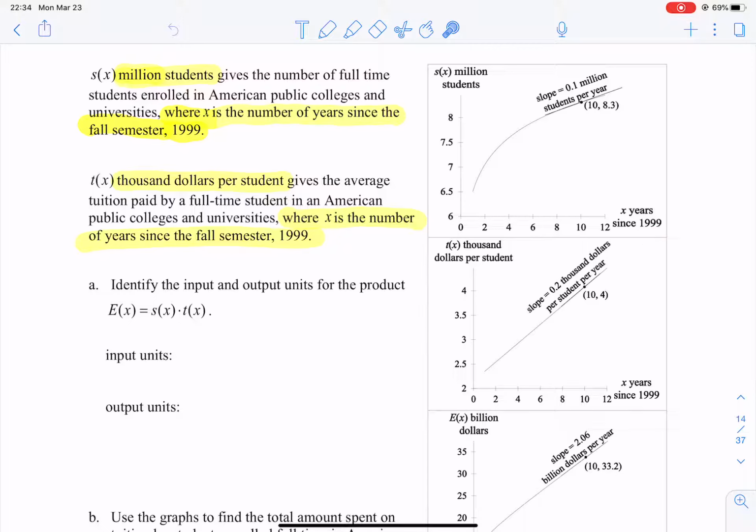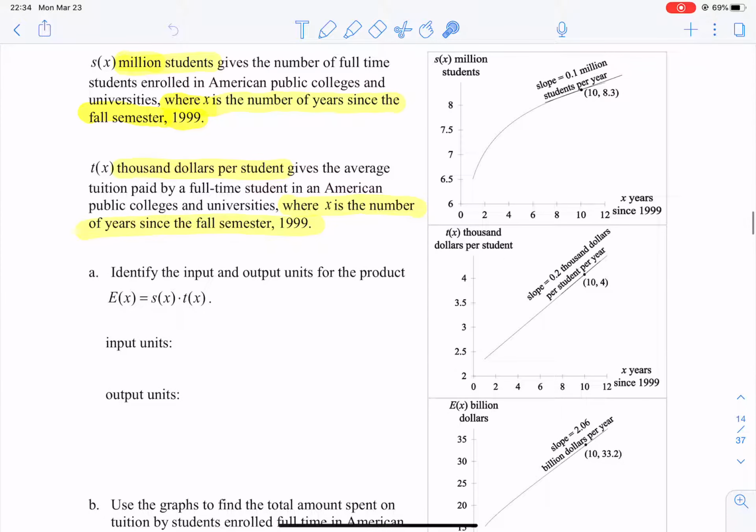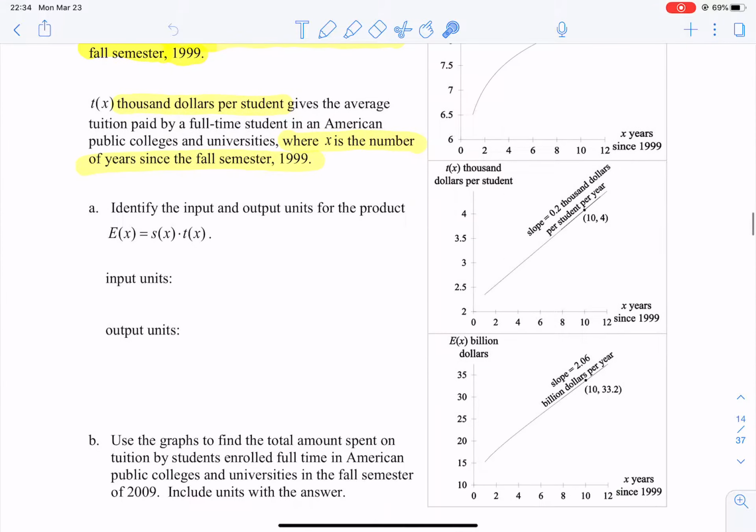And similarly, t of x, the unit is $1,000 per student. And the input unit is the same, year, x year. And the next one, example A, question A.